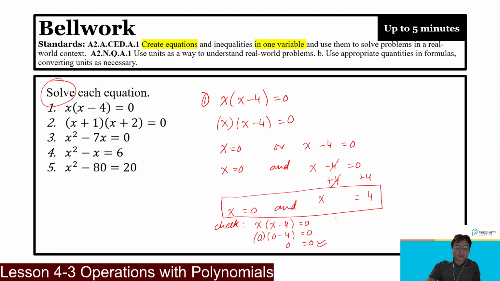Works out. Let's try the second solution, which is 4. Again, I'm going to do x times x minus 4 equals 0. This gives me 4 times 4 minus 4, because I'm replacing this x with a 4, equals 0. Well, 4 minus 4 is a 0, so 4 times 0 equals 0. And that works as well. So we were able to see that this works for us.